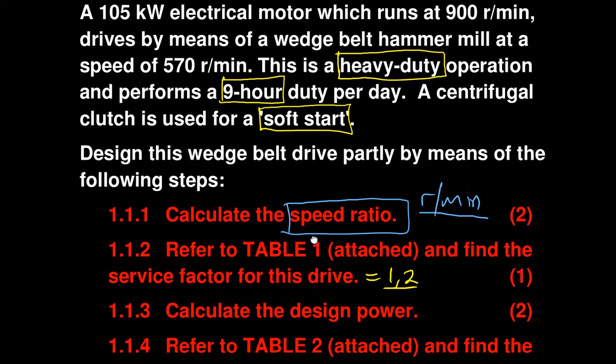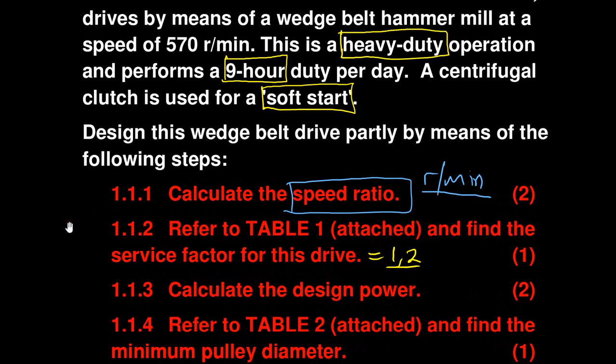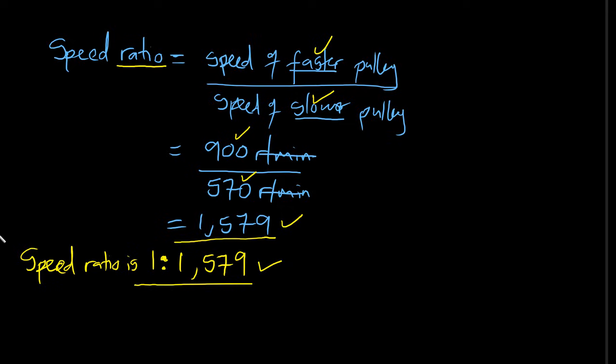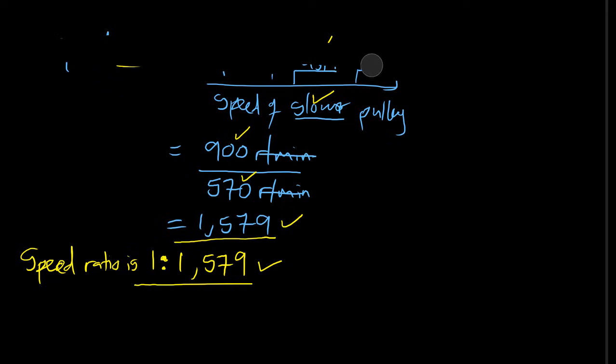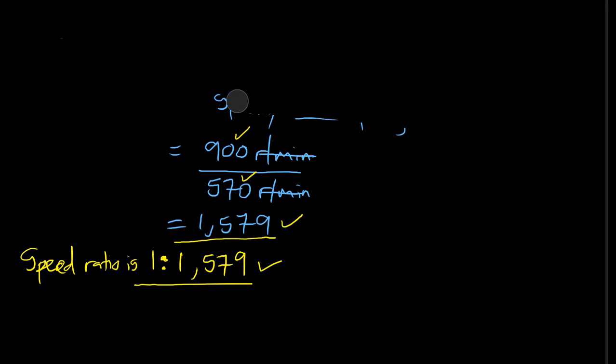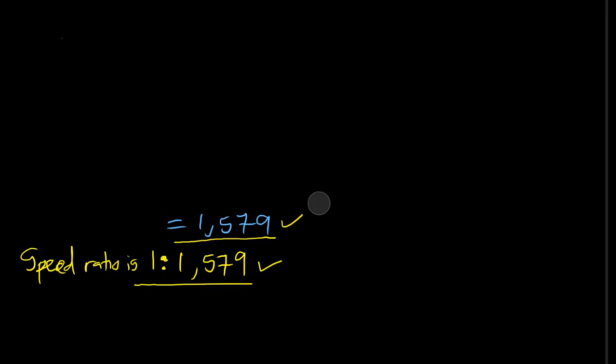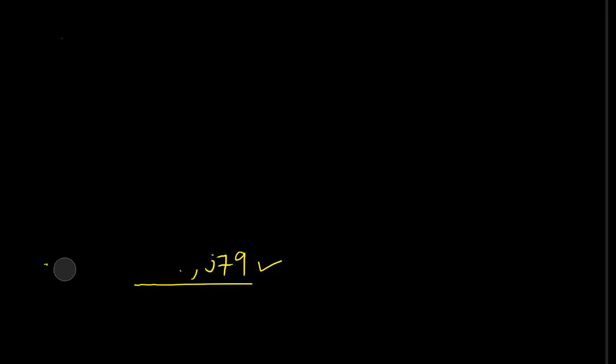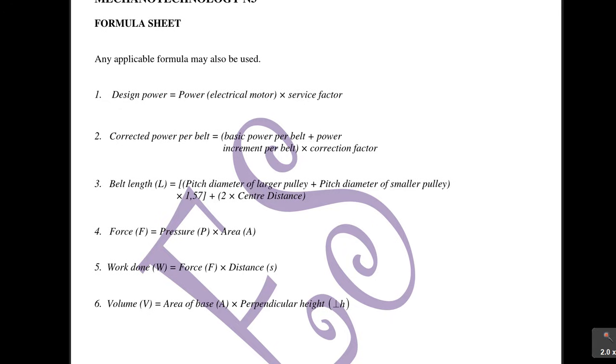The next question, it says calculate the design power. Now the key word there is I need to calculate, which means there is some formula that I'm supposed to use. So if I can erase now here, because I'm going to do my calculation. They want me to calculate the design power. Now for me to calculate the design power, I need to use a formula. If I go to my formulas, you can see that this is the formula for design power. It says design power is power of electrical motor times service vector.